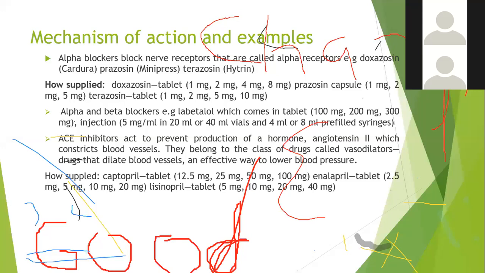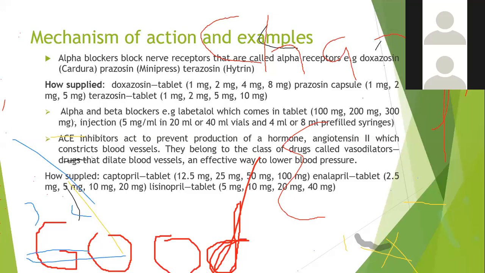So the mechanism of action is very easy to understand. From the word alpha blockers, it means they block some nerve receptors, which is the alpha receptor. So you have to know what it is that they do. What is their responsibility? That is when you can be able to explain the mechanism of action of these drugs. Examples of alpha blockers are doxazosin, prazosin, terazosin. And they come in tablets, they come in capsules, like that.